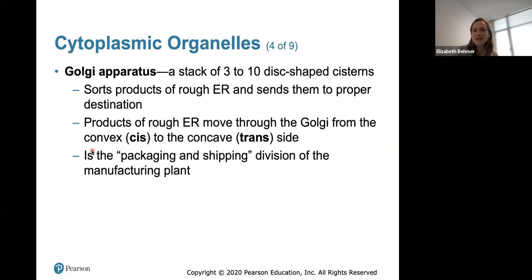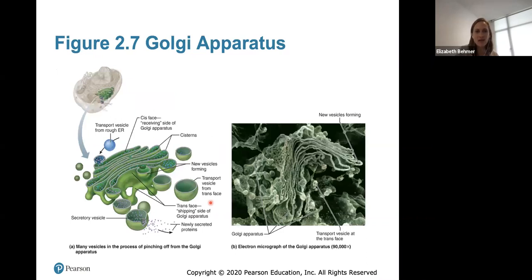The Golgi apparatus is a stack of 3 to 10 disc-shaped cisterns, which sorts products of rough ER and sends them to the proper destination. Products of the rough ER move through the Golgi from the convex side to the concave side, and the Golgi apparatus is like your Amazon distribution center. It packages and then ships out where it needs to go, either inside the cell or outside the cell. And this is a look at the Golgi apparatus, the vesicle entering on the cis face, the receiving side, and then it's being repackaged, reformulated, and then exited out on the trans face, which is the shipping side.